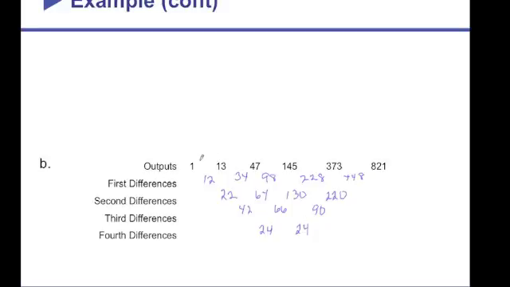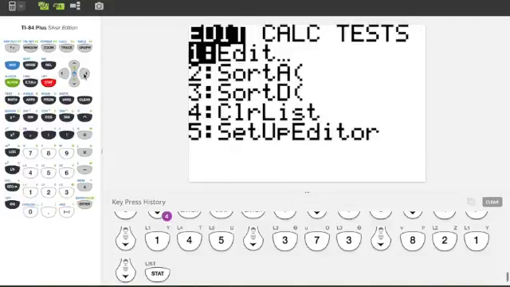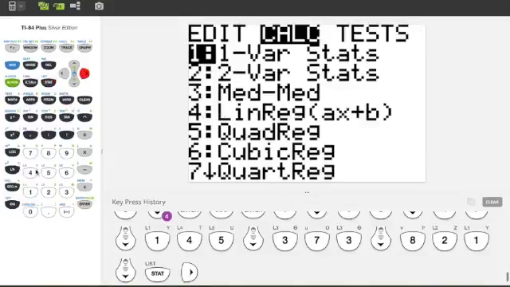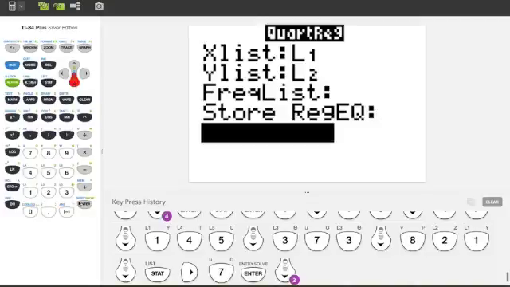Now remember, our inputs are 1, 2, 3, 4, 5, 6, and once again, it will not save this picture for us. Enter that. We want to calculate. We know this is a quartic, so 7. Enter. And we will calculate it.